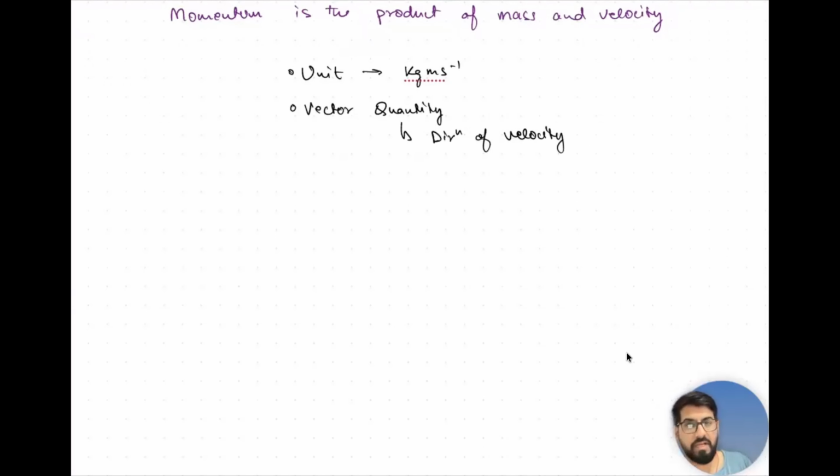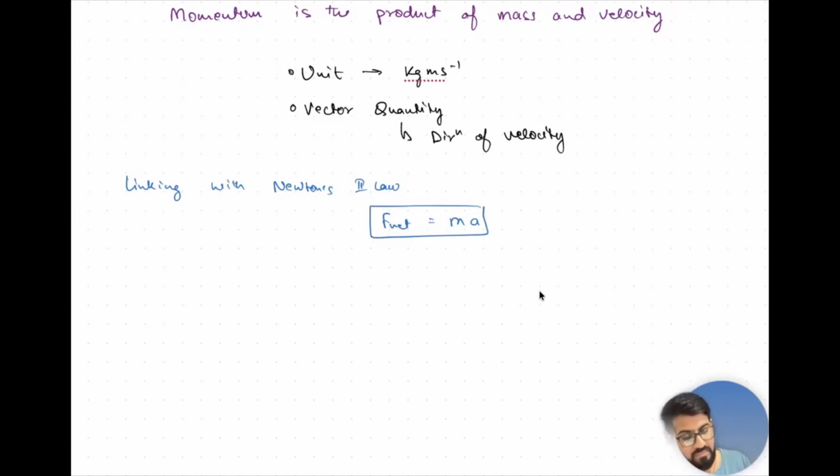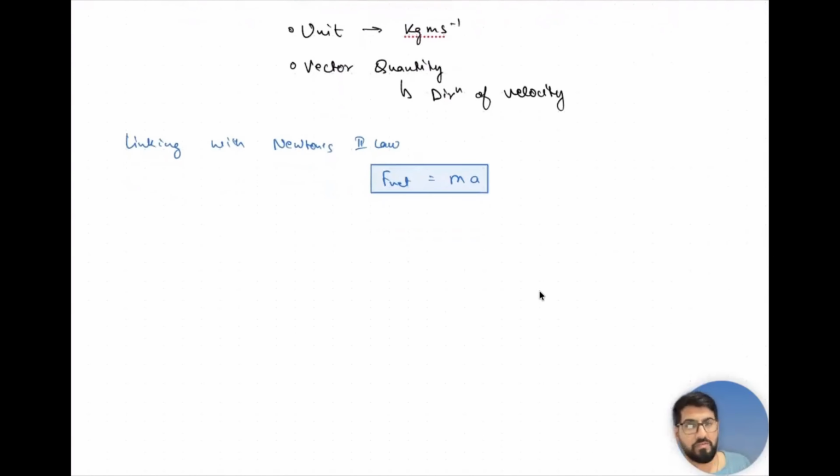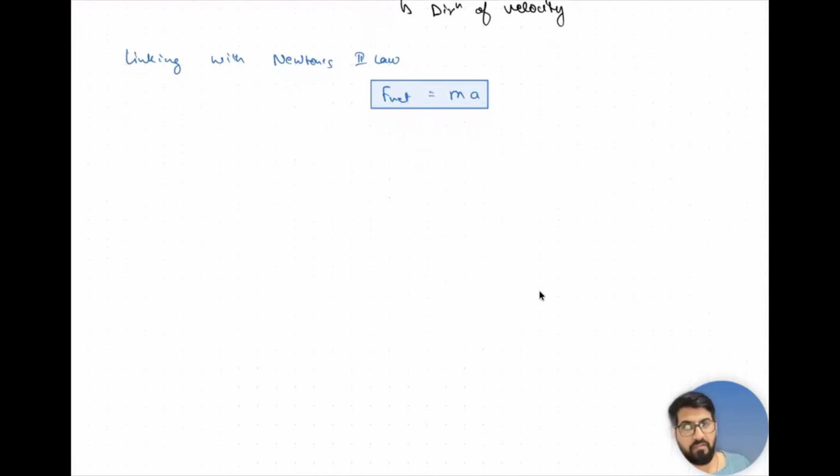Now if we relate this back to Newton's second law that we have covered previously, we know that the F net, or the net force acting on an object, is nothing but mass times acceleration. So when we are calculating F net this way, the mass is constant. This formula is applicable when the mass is not changing.